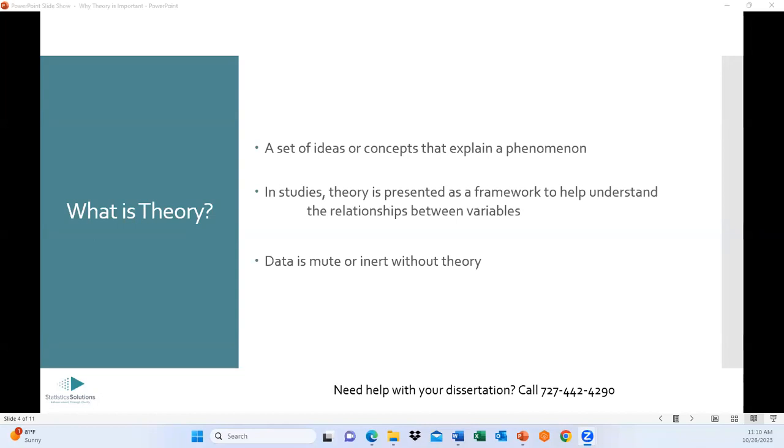In studies, a theory is presented as a framework to help you understand the relationship between variables. What is the theoretical framework in your study? We're going to cover that a little bit later. I keep saying that, but it's another section down here. And like I said in the first section, data is moot or inert without theory.